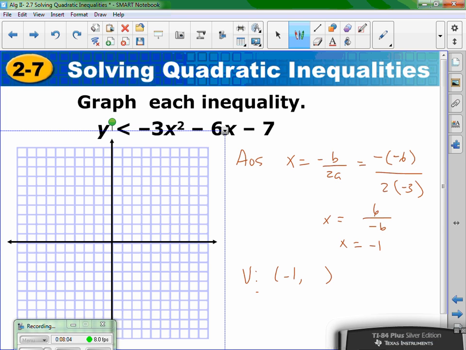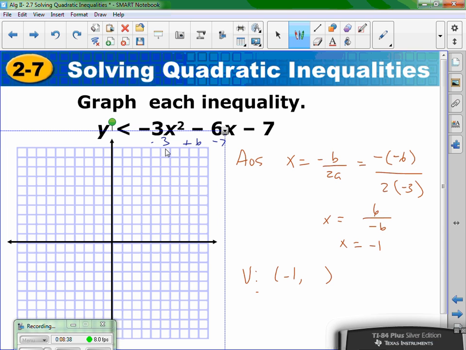How do I find that something? Substitute in that negative 1 for the x's, right? I really don't need a calculator for this. It's easy to work with the number 1. I have negative 3 times x squared. So what's negative 1 squared? 1. What's 1 times negative 3? Negative 3. What's negative 6 times negative 1? Positive 6. And then I have minus 7.